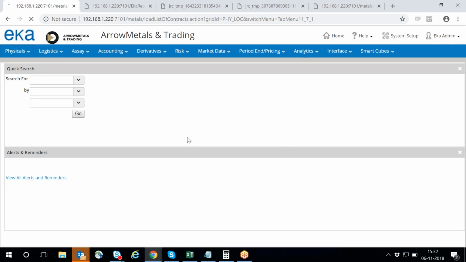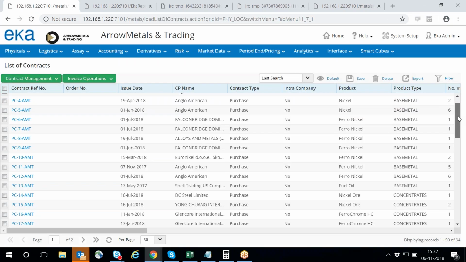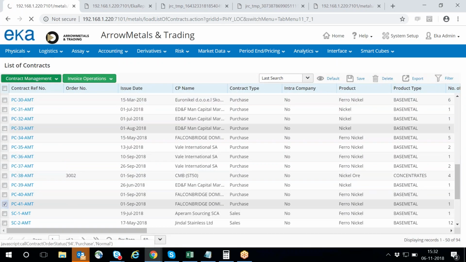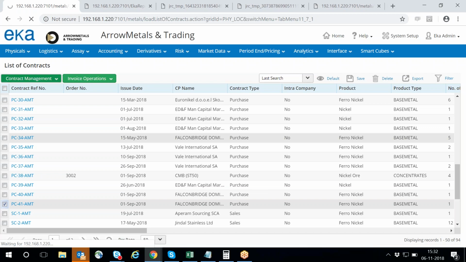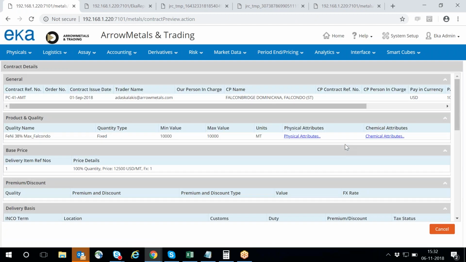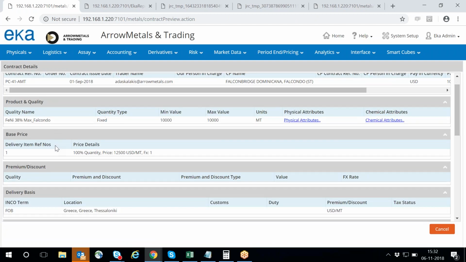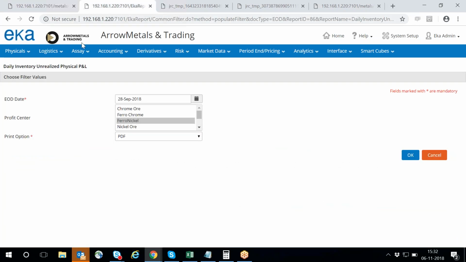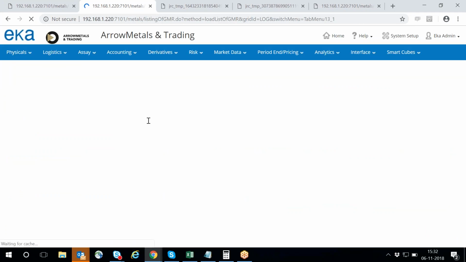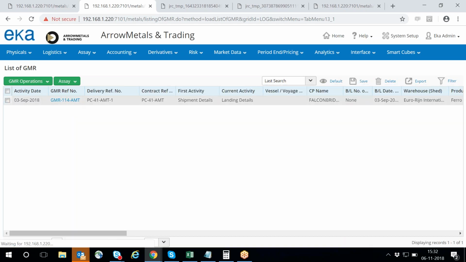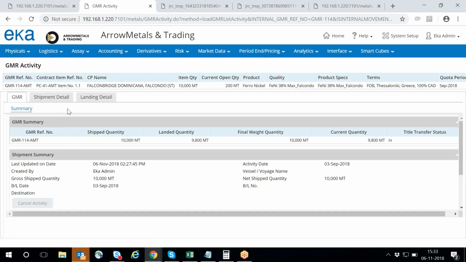so I have created a contract, a purchase contract, Adam, that is PC41. So it is for nickel, and it's a fixed price contract. So it is for 10,000, and product is ferronickel. And yeah, so now what I have done is I have recorded a logistic activity, like shipment activity, for 10,000 metric tons. So contract quantity is 10,000 metric ton, and then GMR quantity is also 10,000 metric ton.